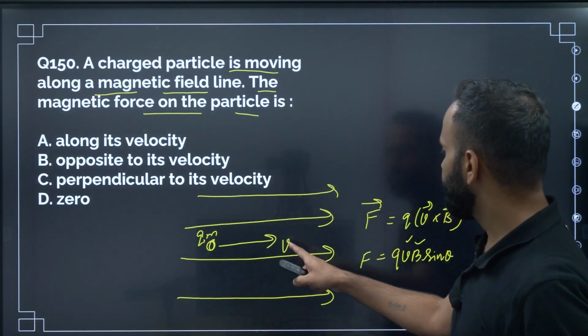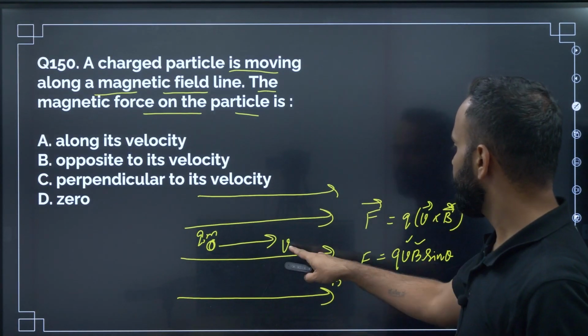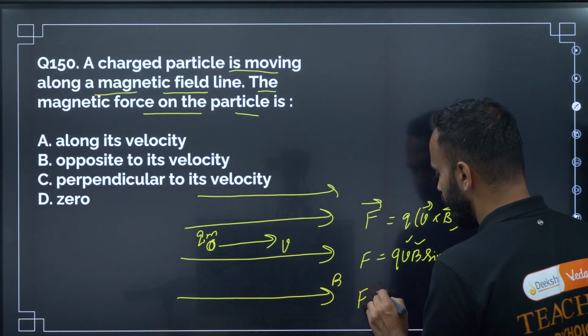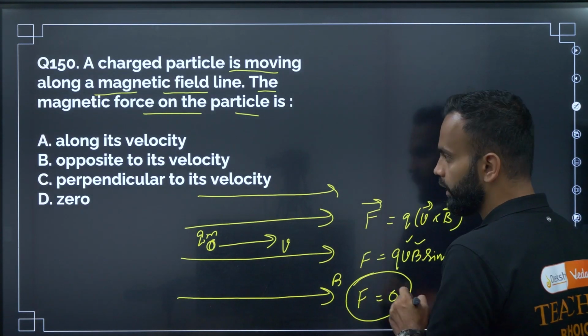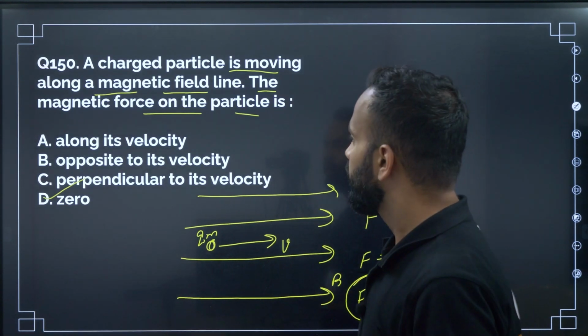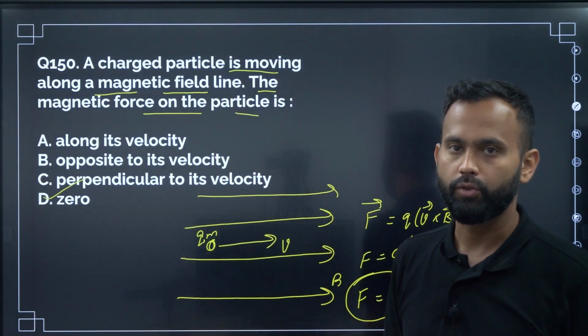So what is the direction of V and B? Both are in the same direction, so the angle between V and B is 180 degrees. Sin 180 degrees is 0. So the force acting on the charged particle is 0. So option D is the correct answer. I hope everybody understood how to approach the problem and how to solve the problem.